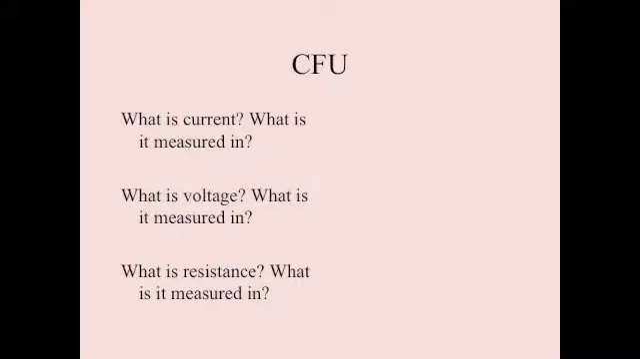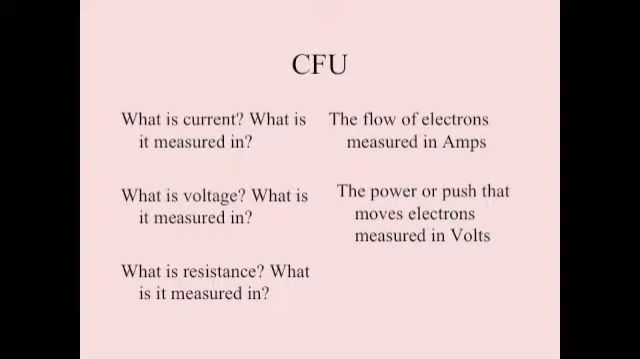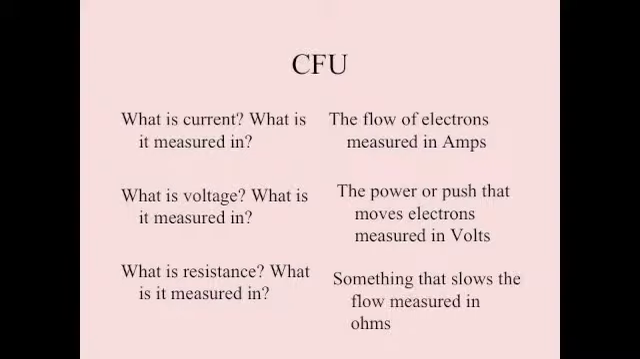One last check for understanding. What is current and what is it measured in? Great job! Current is the flow of electrons measured in amps. What is voltage and what is that measured in? Good! The voltage is the power or the push that moves the electron and is measured in volts. Last but not least, what's the resistance? Excellent! The resistance is something that slows down the flow of electrons and is measured in ohms.